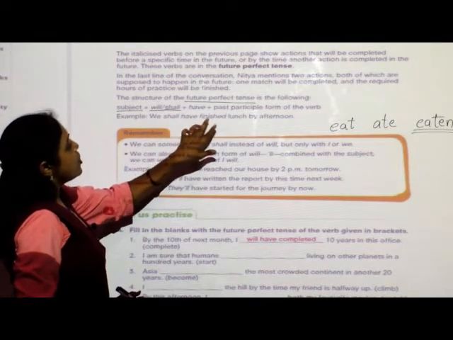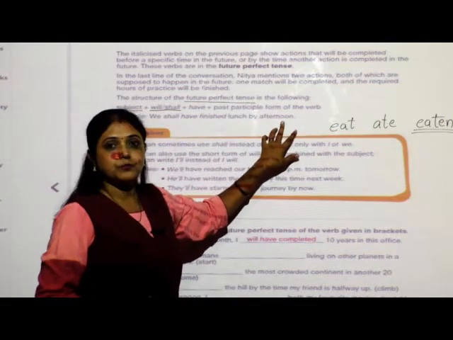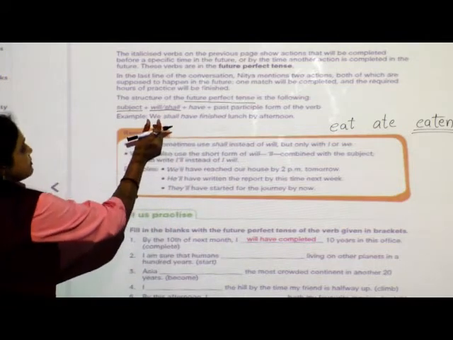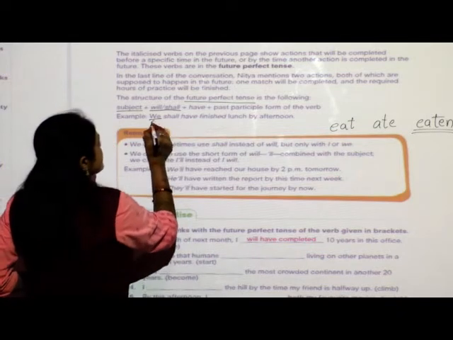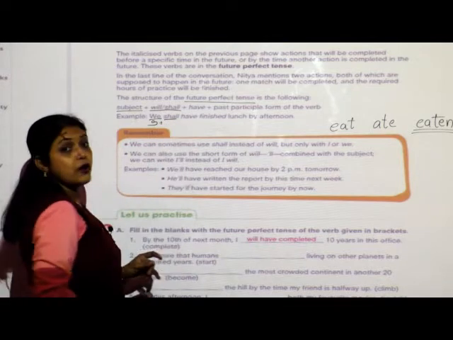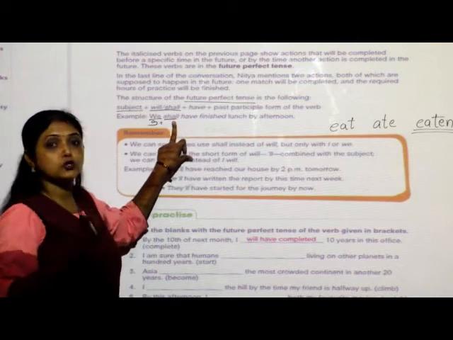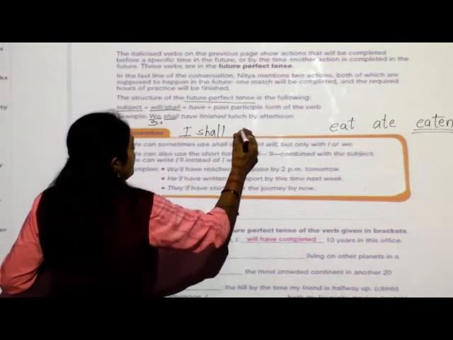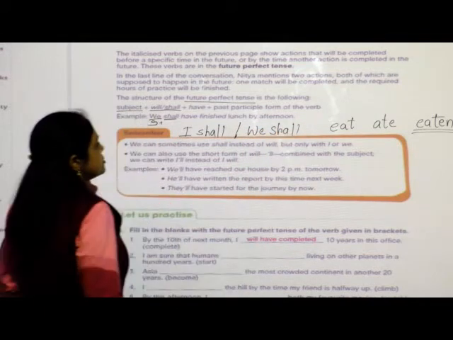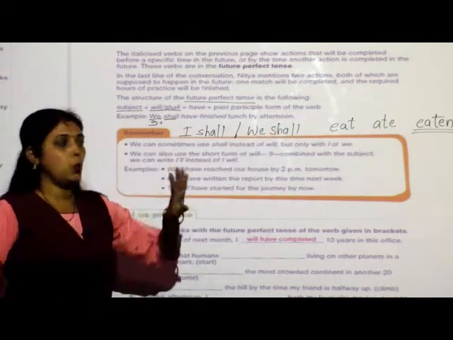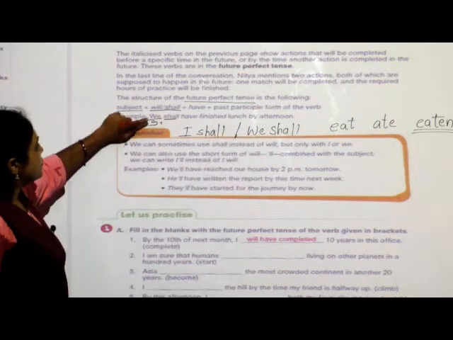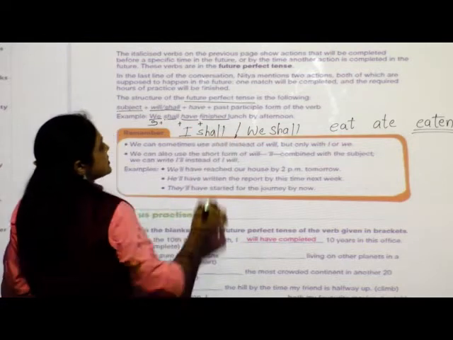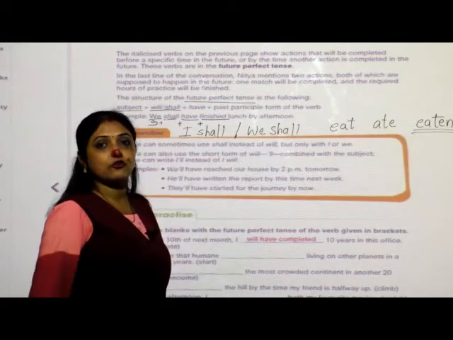We shall have finished lunch by afternoon. So here in this sentence we are using the subject we. We are the subject. Plus we have to use shall or will. Now shall can be used only with I and we. You can use shall with I shall or we shall. You cannot use shall with he shall, she shall, no. Only with I and we can you use shall. So here the subject we plus shall plus have plus the past participle of the verb and then the remaining part of the sentence. Understood?